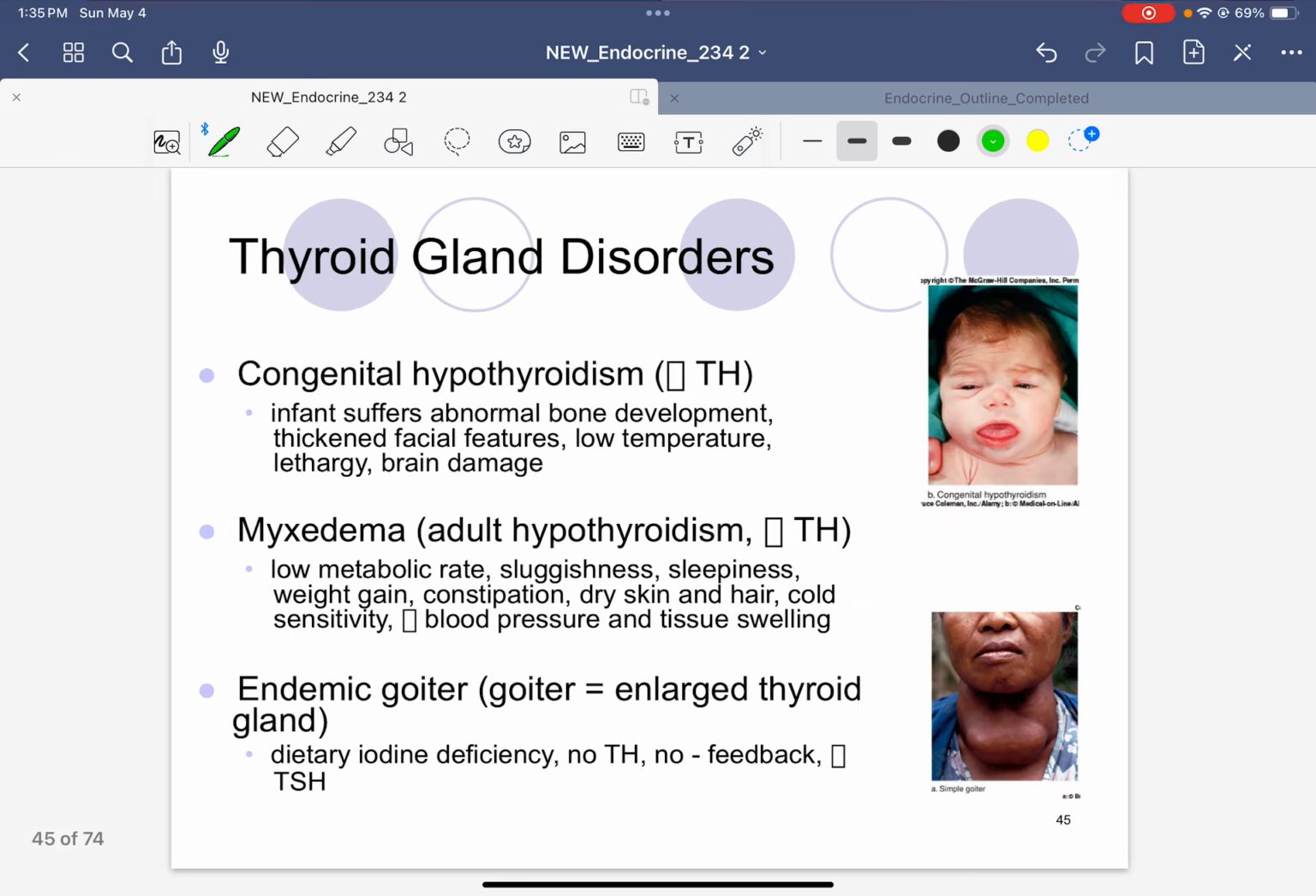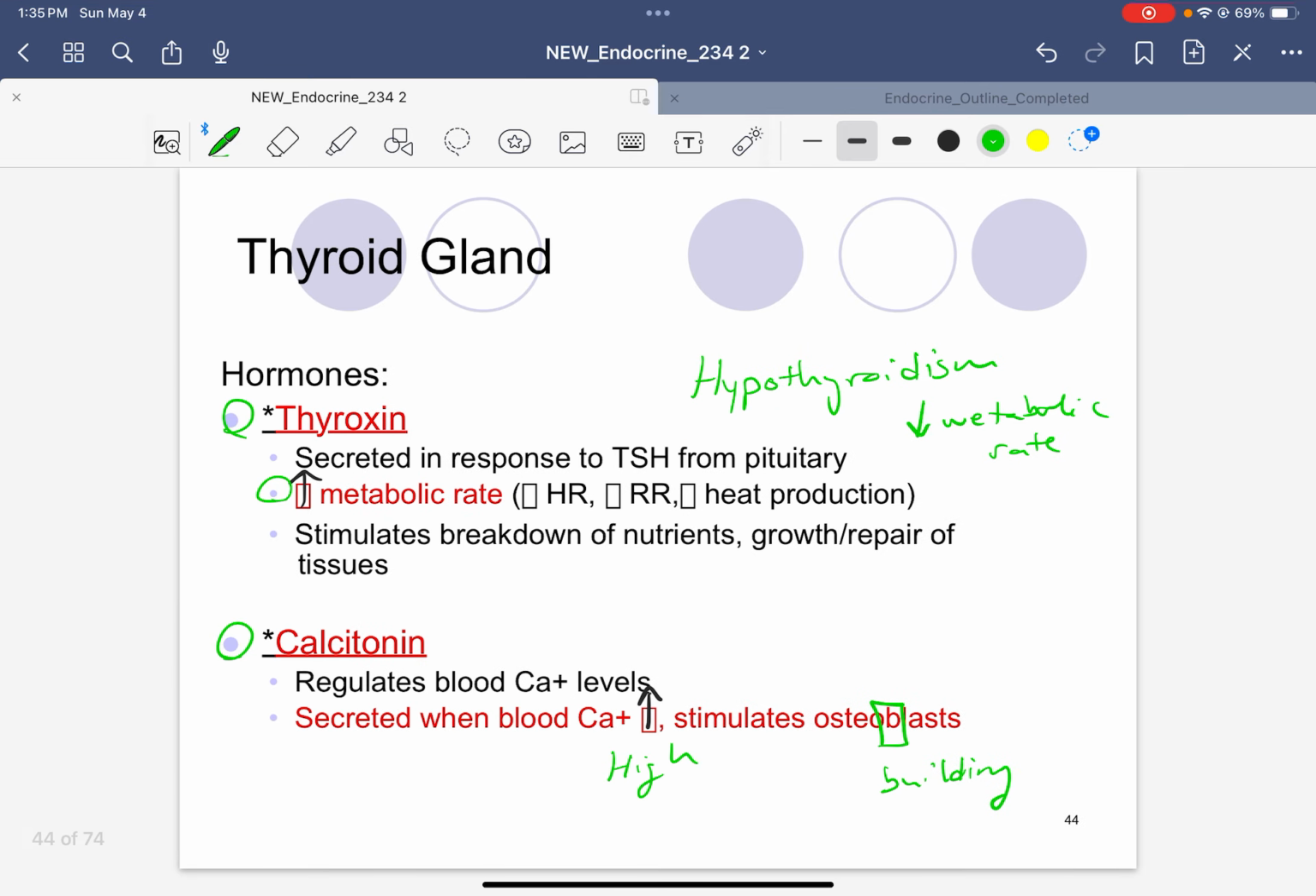You can get it. You can also just memorize it. If you memorize one, you're going to know the other, because we're going to see another hormone that is released when blood calcium is too low.